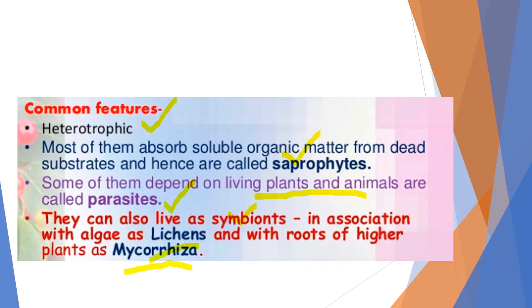Now, what is a lichen? Lichen is the symbiotic association between an alga and a fungus. Okay, so which are the different types of fungi? Some are heterotrophic, well, all of them are heterotrophic. Some of them are saprophytes, some of them are parasites, and some of them have symbiotic association. Out of this, we can see what is a lichen and what is a mycorrhiza.